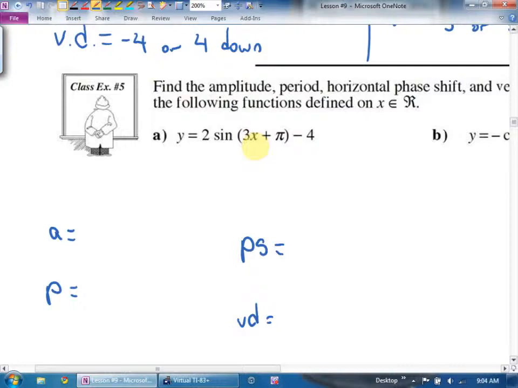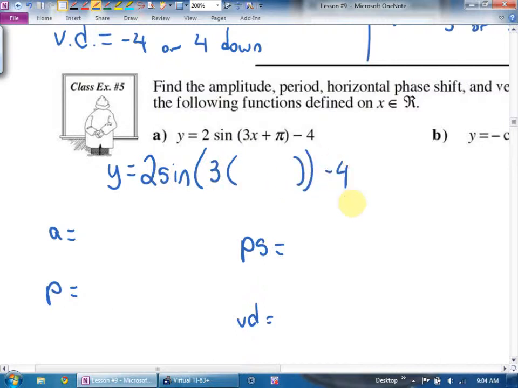I guarantee on your test, I'm going to give you sine or cosine or tangent unfactored. And I'm going to say, hey, what's the phase shift? And the first answer I'll put is negative pi. Phase shift is not negative pi. I need to factor this 3 out. I need to rewrite this, which is why I left a space, as 2 sine bracket, factor the 3 out, bracket, minus 4.